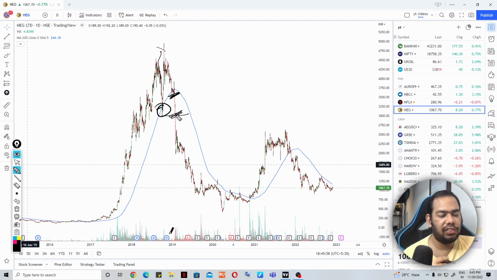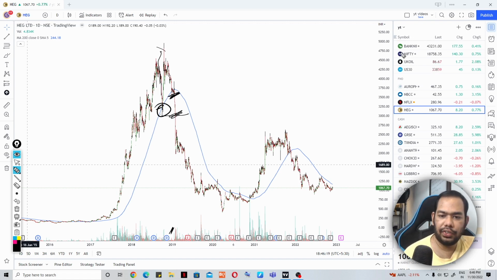Why? Because it will clearly show there is some change in fundamentals, especially in counters like HEG, which are cyclical in nature. All the metal counters, which are cyclical in nature, have their 200 DMA watched even more carefully.